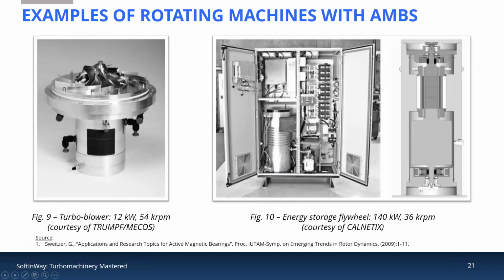And as I said, some special applications like gas cooling gas compressor for a power laser cutting metal sheets with power consumption of 12 kilowatts and rotational speed of 44,000 RPMs. And another example is a 140 kilowatts energy storage flywheel rotating at 36,000 RPMs and providing an uninterrupted power supply for 15 seconds.